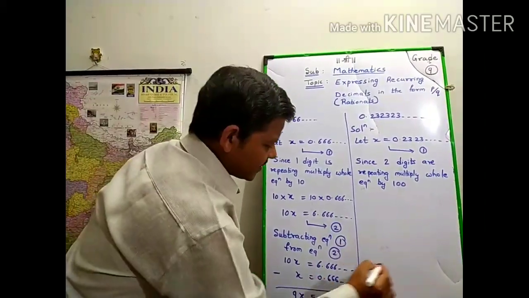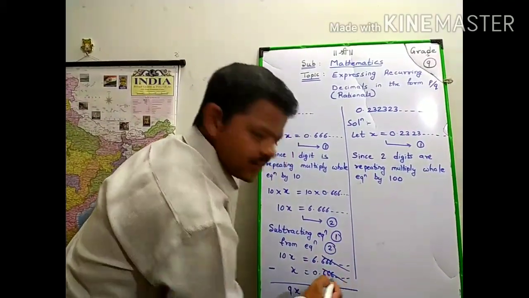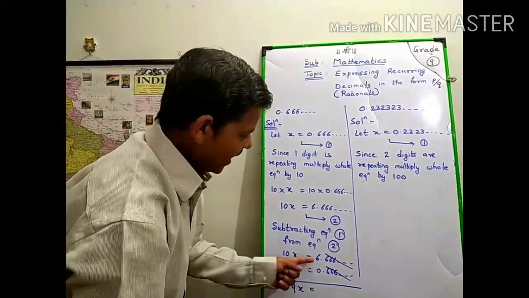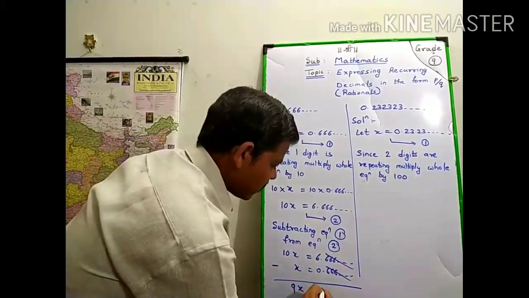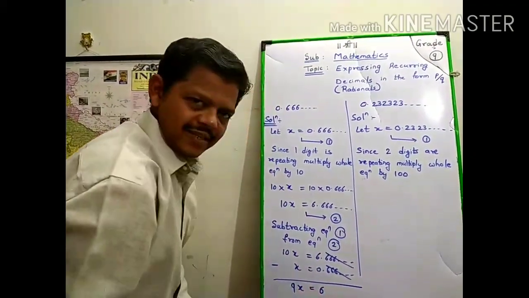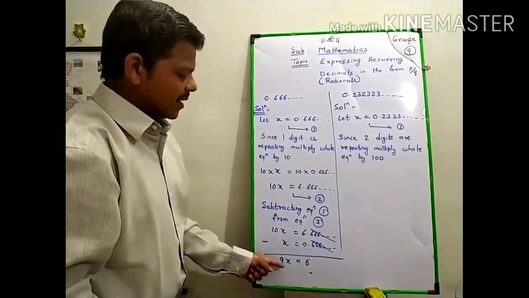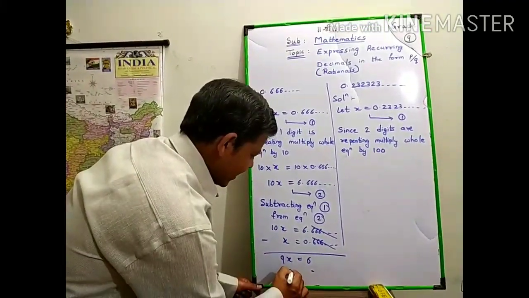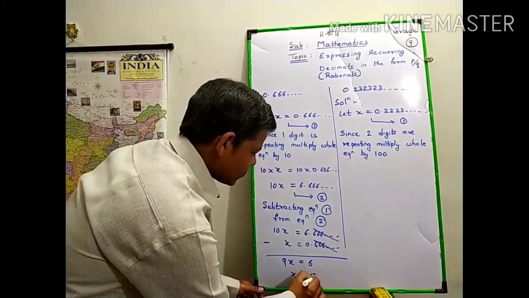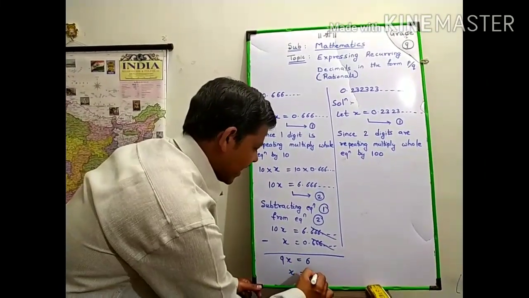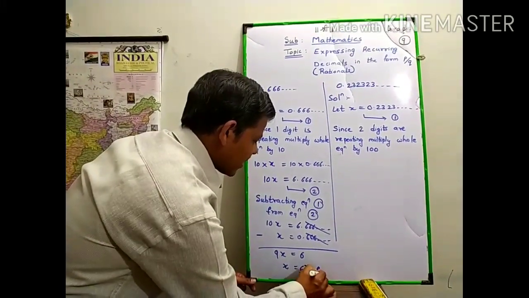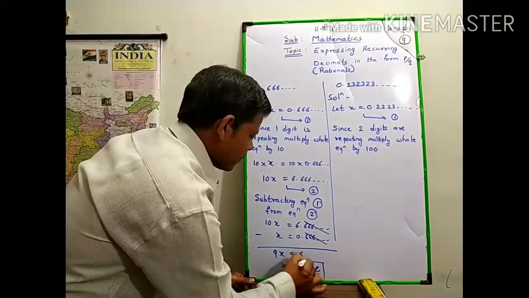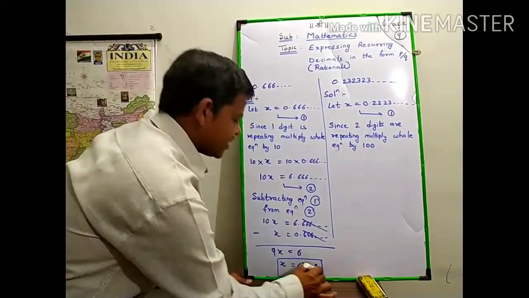0.666, 0.666, will it get cancelled? Yes or no? And 6 minus 0 gives me 6. This 9 is multiplied, goes there and becomes divide. X is equal to 6 upon 9. That is P upon Q, where P and Q both are integers.